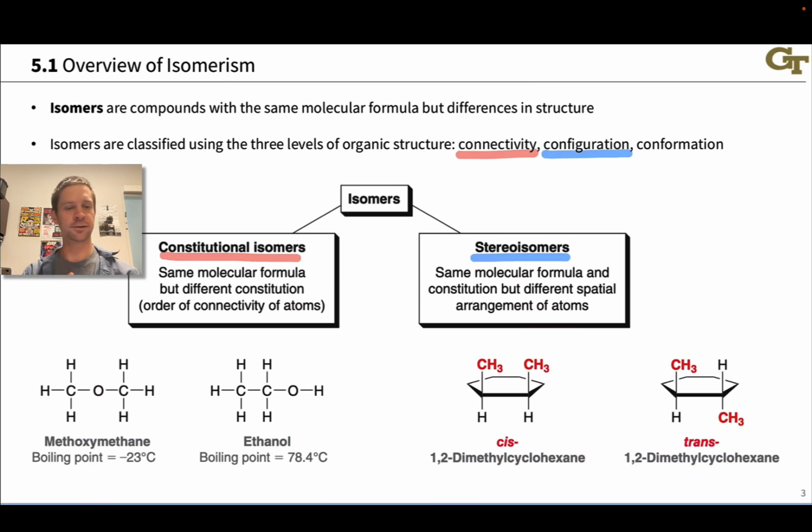As an example of constitutional isomers, we have something like ethanol versus methoxymethane, or dimethyl ether, and these are vastly different in their physical properties. Dimethyl ether is a gas at room temperature, ethanol a liquid at room temperature, for example.